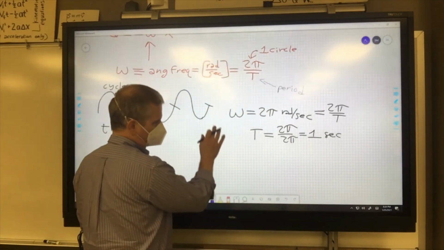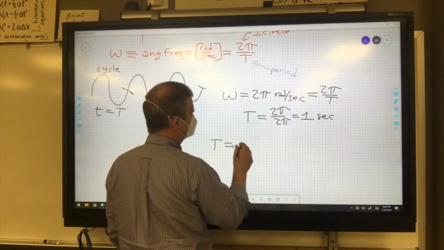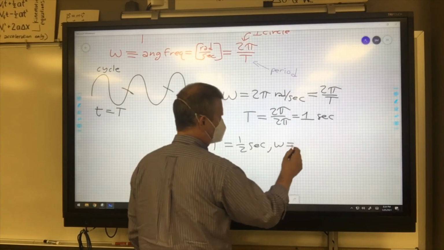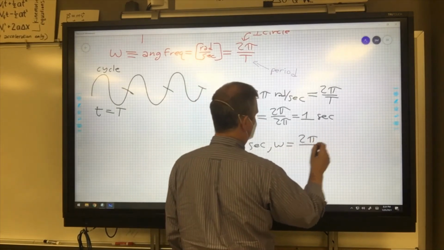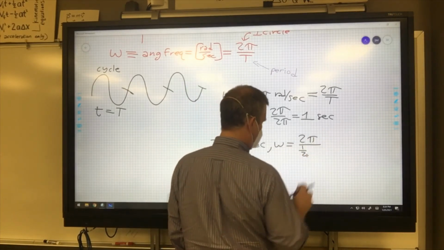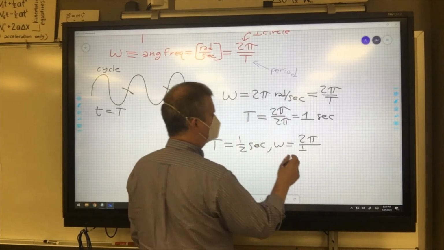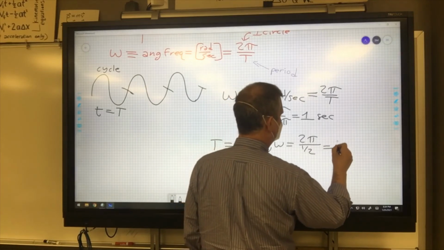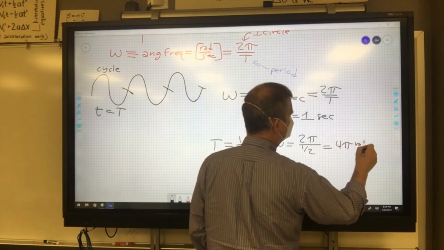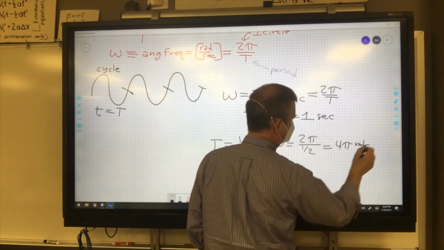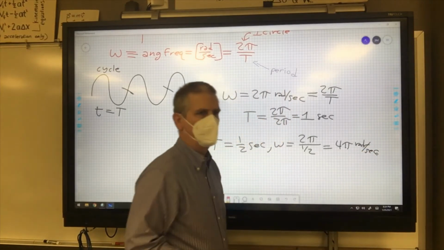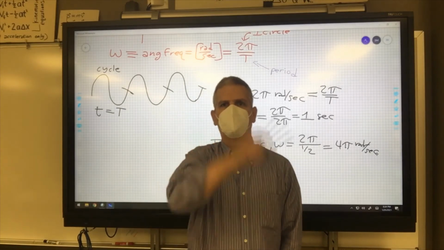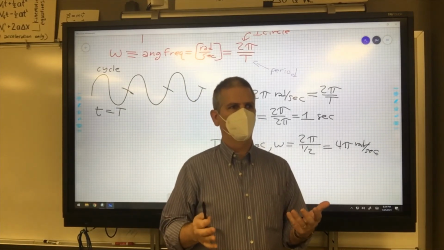You cut it in half. So if you have t equals 1/2 second, then omega would equal 2 pi over the period, which would be 1/2 second, right? Which would equal 4 pi radians per second. That means it can do a whole circle in 1/2 second, right? So it'd be 1 1,000, 2 1,000. It's going faster and faster.